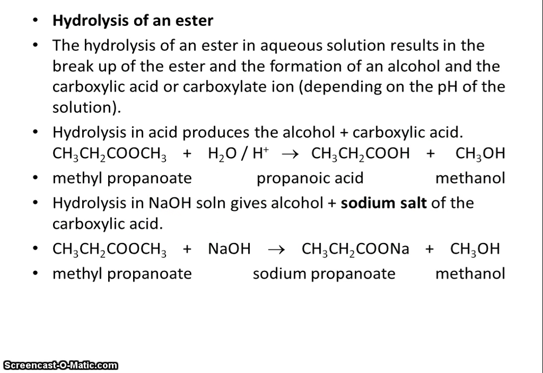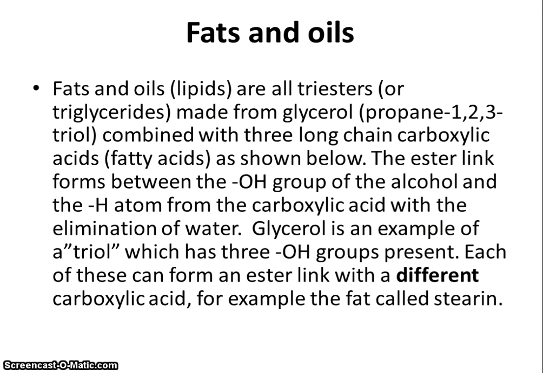So again, we've got methyl propanoate and we've got sodium hydroxide. So we're going to make sodium propanoate. So instead of C double bond O OH, I make C double bond O O Na, and then methanol as well. Okay, cool. This is going to be quite specific, and you're going to have to remember how to do this.